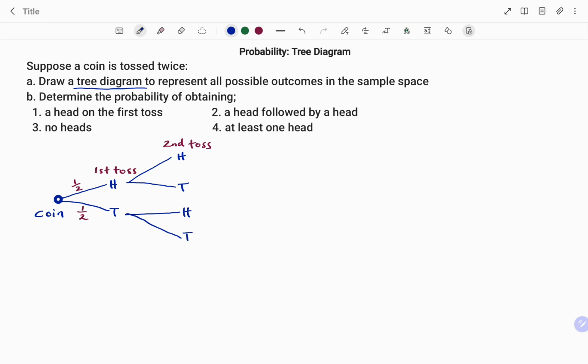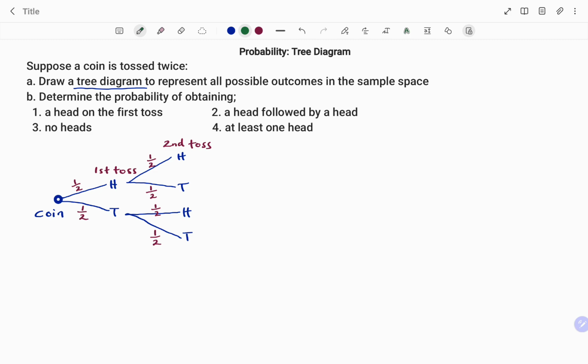The probability of having a head on the second toss, because there are only two faces or two sides to a coin, is 1 out of 2. And the probability of having a tail on the second toss, if we have a head on the first toss, is also 1 out of 2. If we have a tail on the first toss, the probability of having the second toss fall on head will be 1 out of 2. And the probability of having a tail on the second toss, if we have a tail on the first toss, will be 1 out of 2.